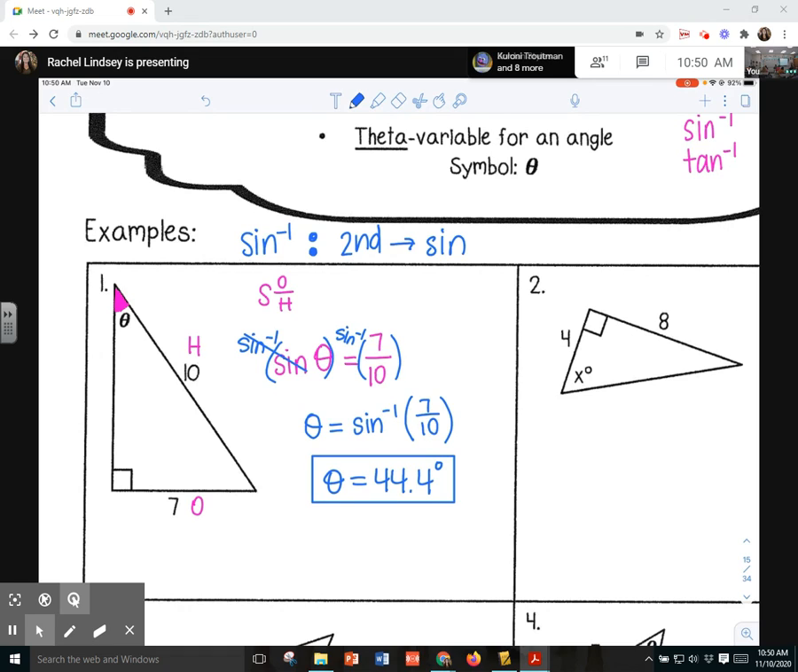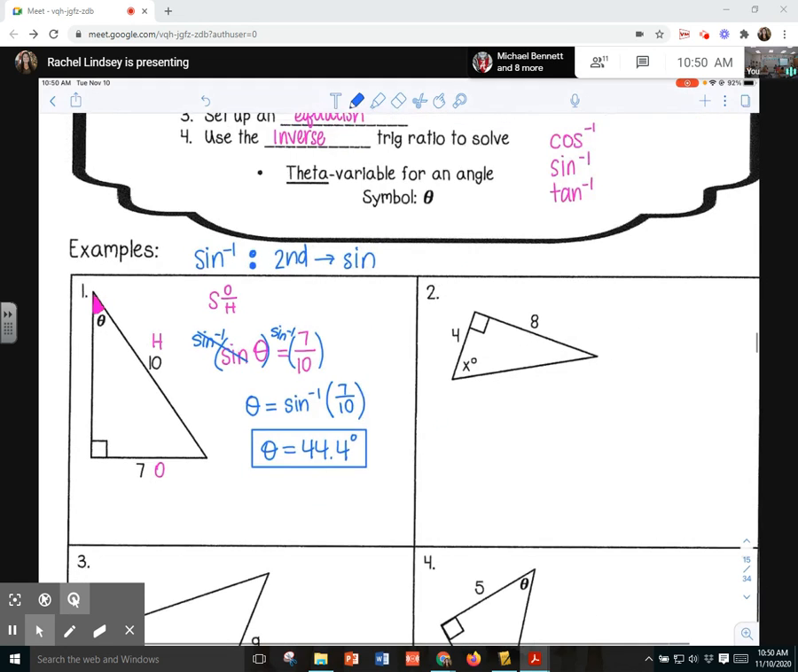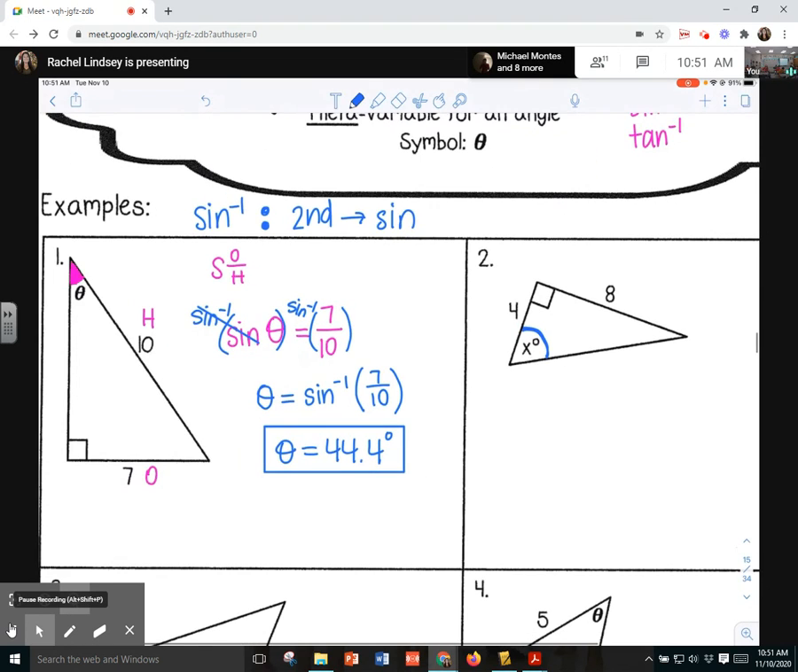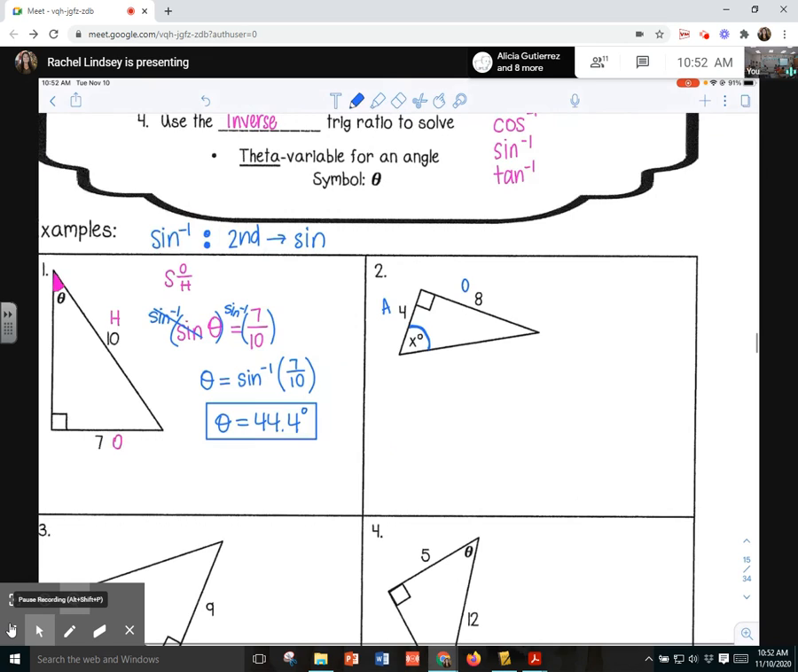Okay. Number 2 has an X for its angle, which is fine. It can be either theta, X, it can be whatever variable. You can have any variable for an angle. But on number 2, our variable for our angle is X. So we're looking at this angle, and we need to label the sides based off that angle. So 4, is that adjacent, opposite, or hypotenuse? Adjacent. 8, opposite or hypotenuse? Opposite. So what ratio am I going to use? Sine, cosine, or tangent? Tangent, because we got TOA.